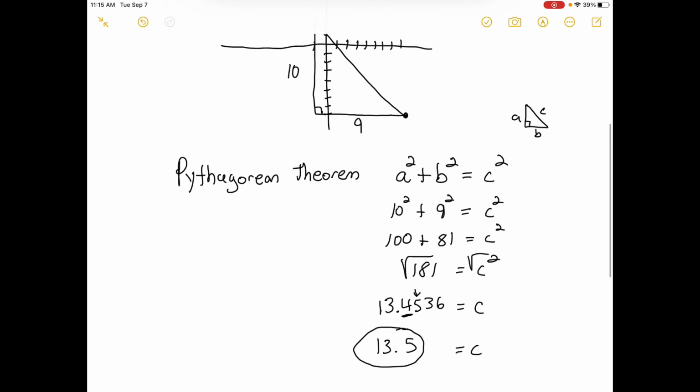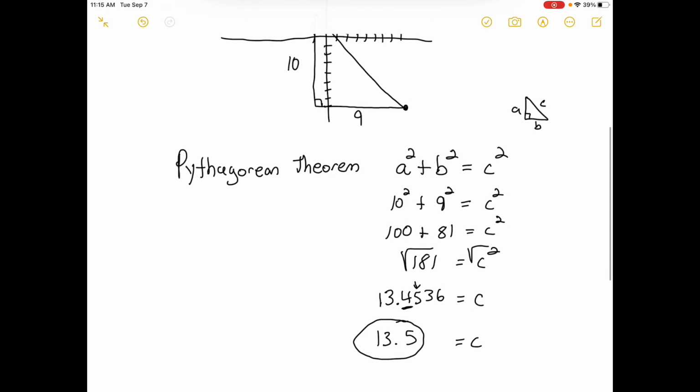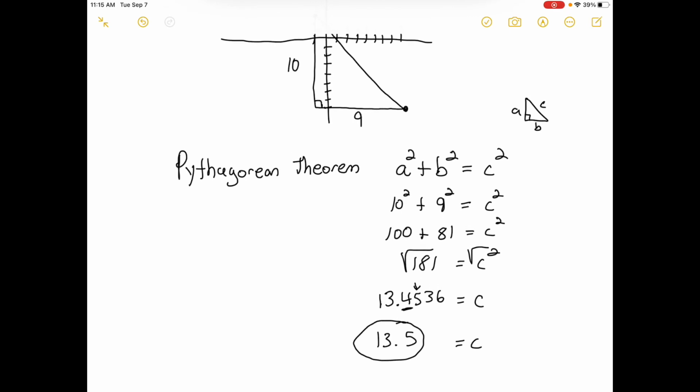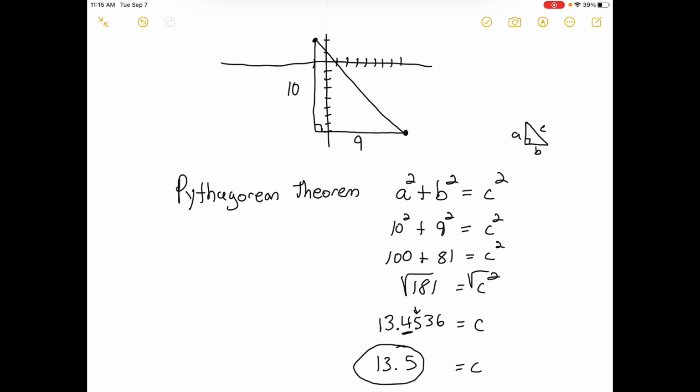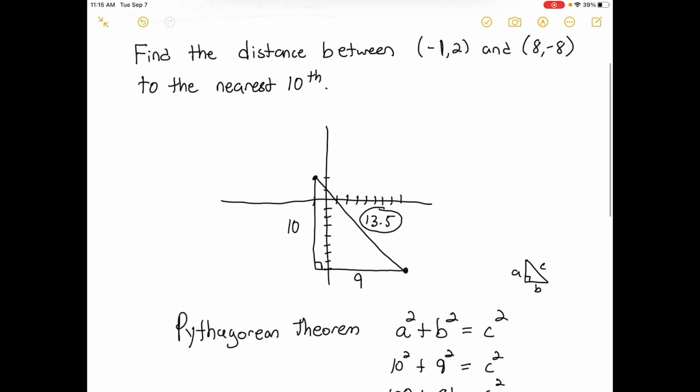And when we do this, we always want to make sure that my hypotenuse is the greatest length. So my legs were 9 and 10. I know the hypotenuse has to be greater than 10, and here it is. So this seems to be reasonable. So 13.5 would be the distance between the 2 points. Okay.